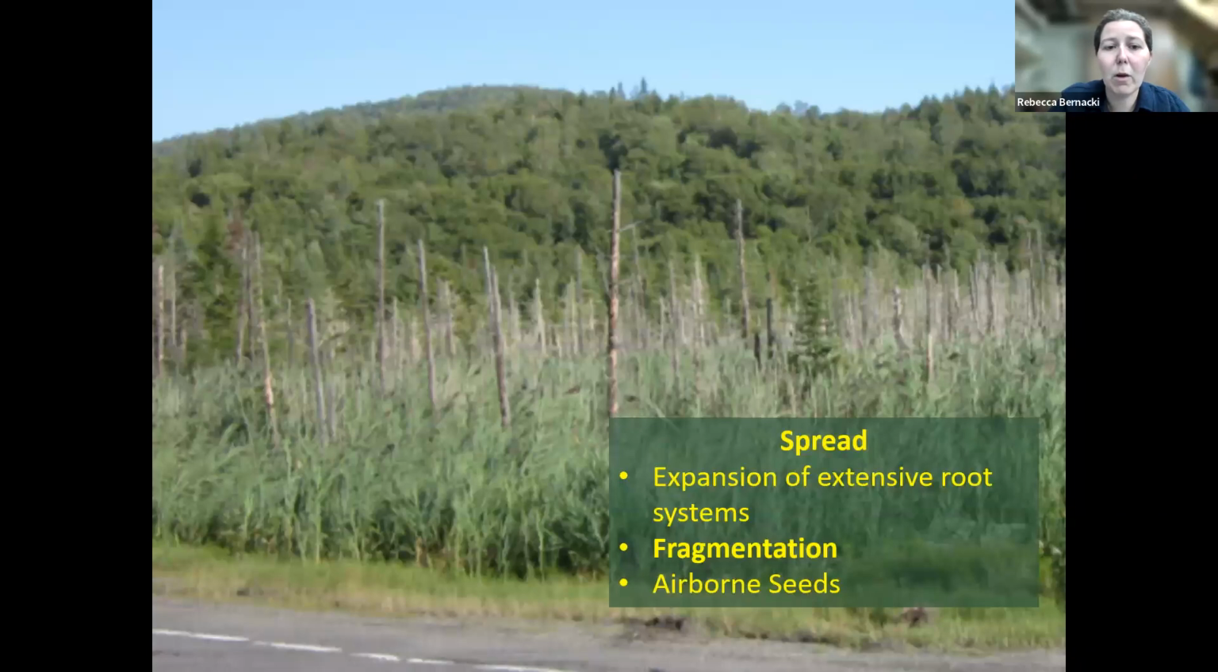If you come through a Phragmites infestation with a mower, each one of those stem fragments can form a new plant, and you can risk spreading that plant along the right of way. The same fragmentation happens during flooding events on rivers. Phragmites can also be spread by airborne seeds.